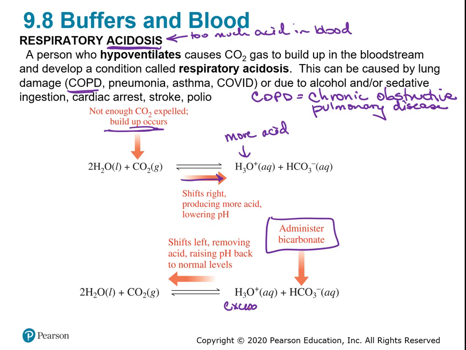If I add bicarb, which way will the reaction shift? Shift to the left, right? So it'll shift it back away from what I add. That helps to balance out that excess acid. So it's going to help to remove the excess acid, helps to bring their pH back up into that normal range.